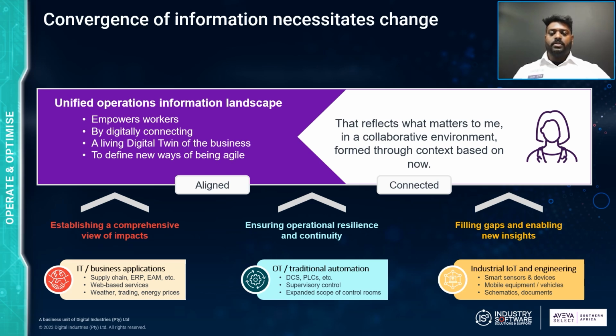If we start with the IT, here we're looking at establishing a comprehensive view of impacts. Here we'll be looking at questions like, how do I visually unify all my scattered data that exists in silos? With the OT, we focus more on ensuring operational resilience and continuity, so where can I minimize rip and replace when evolving my OT landscape? And lastly, the industrial IoT and engineering. We look at filling gaps and enabling new insights, so what architectural flexibility is necessary to transform. All these need to be aligned, and all these workers need to be connected to achieve this.